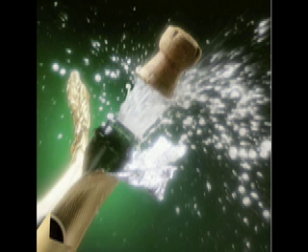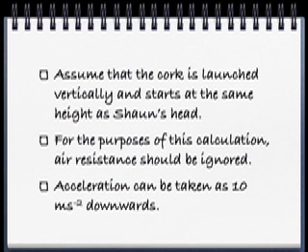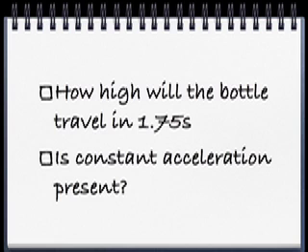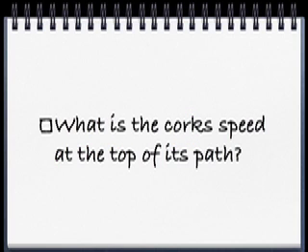So remember, gravity is the only thing acting on this cork as it travels upwards and downwards. Remember, you can pause at any time to read the instructions that explain the problem. So we want to determine the maximum height reached by the cork. We need to think about, is the acceleration constant on the cork? To determine its speed when it's shown on the head, what speed is it travelling at the top of its path? So it's going up one moment and then down the next.